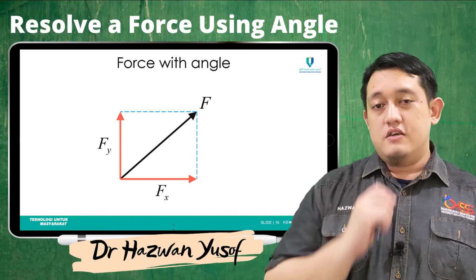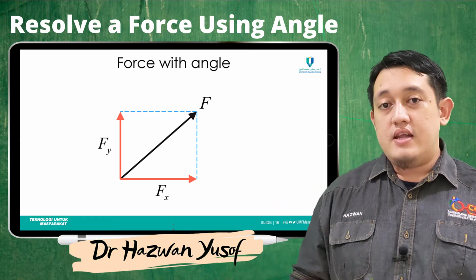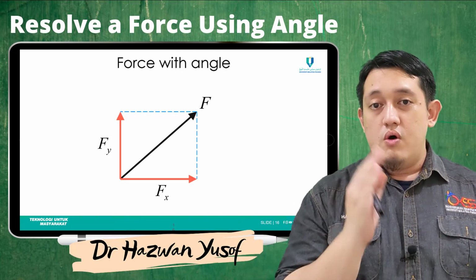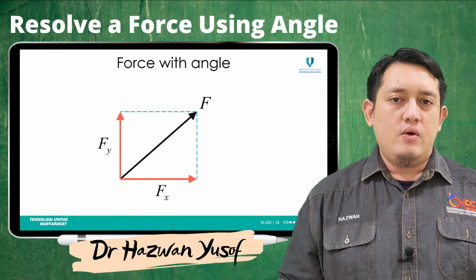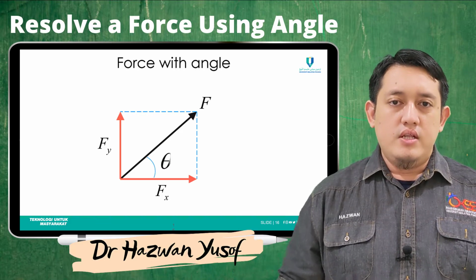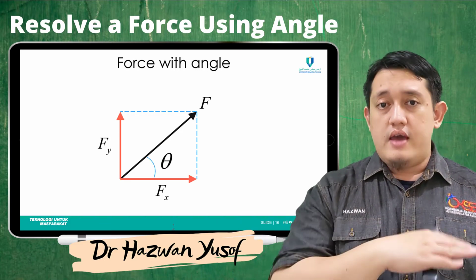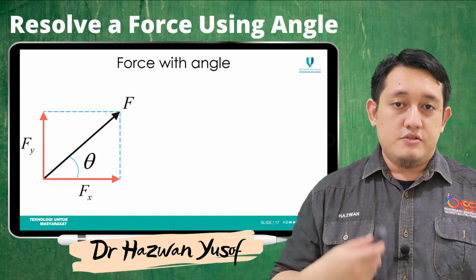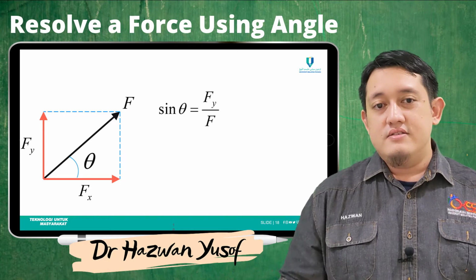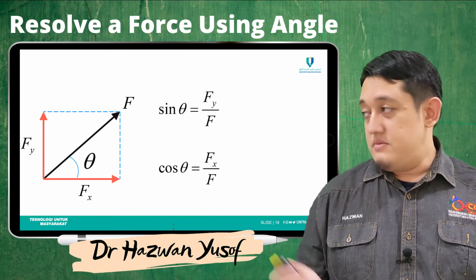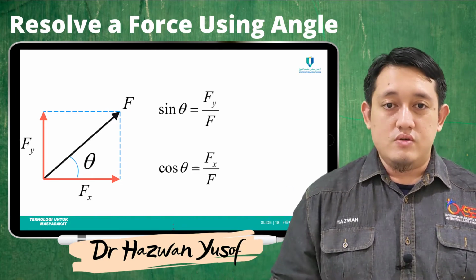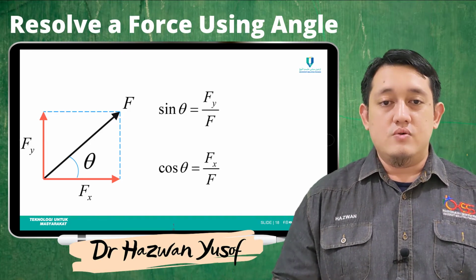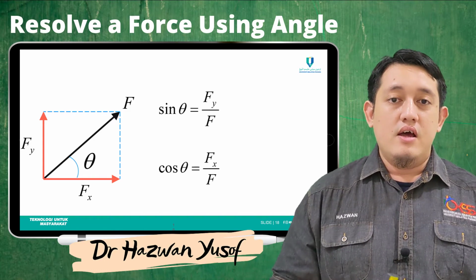F, the single force, and also Fx and Fy, the forces that we resolve to the x direction and also the y direction. Let's say we have an angle between the force F and Fx, like this one here. And this angle can be expressed in sine and also cosine. Sine theta is equal to Fy over F, and cos theta is equal to Fx over F.